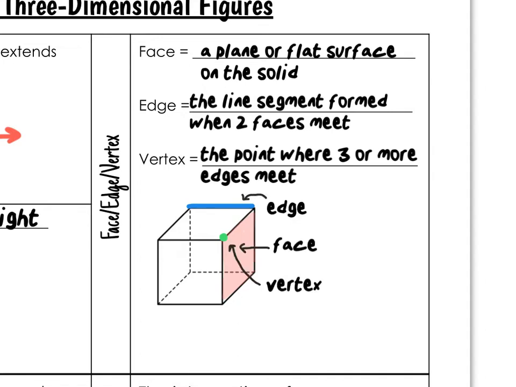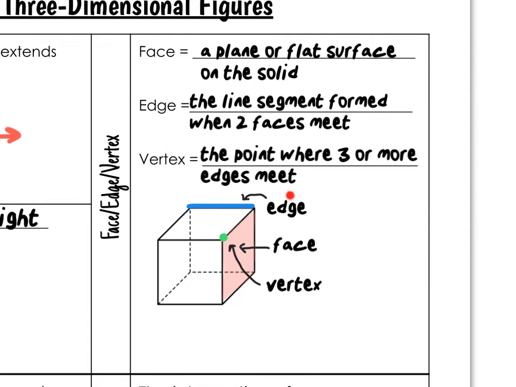Okay, so now on this cube here, we're going to go ahead and label the different parts. Here in red, I've shaded in one of the faces. So this is a face. This cube has many faces. It has a face up in front of us, it has a face on the top, it has a face on the bottom, it has a face on the back. There are lots of faces on this cube.